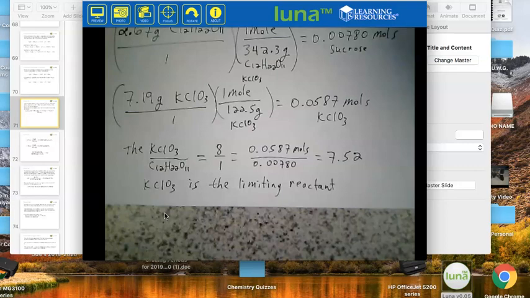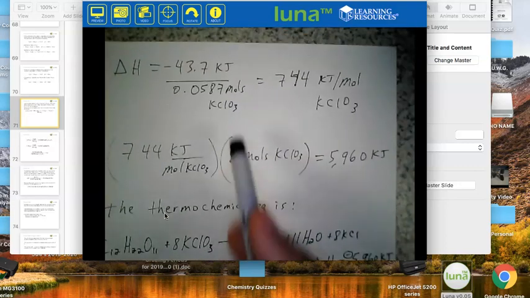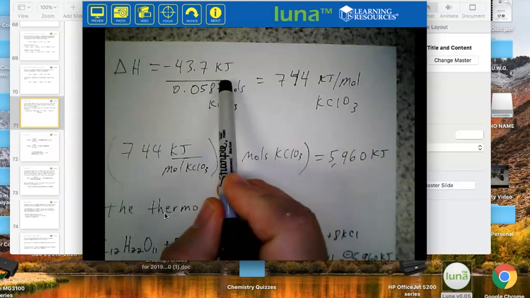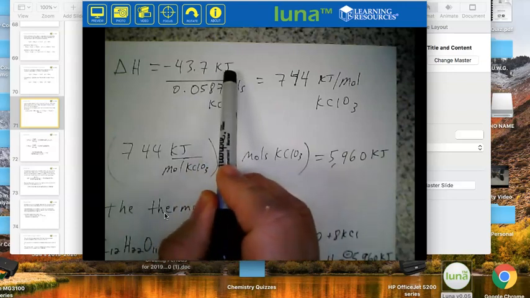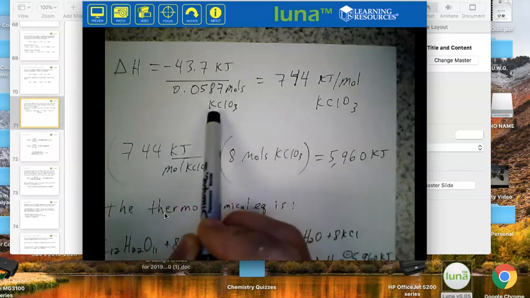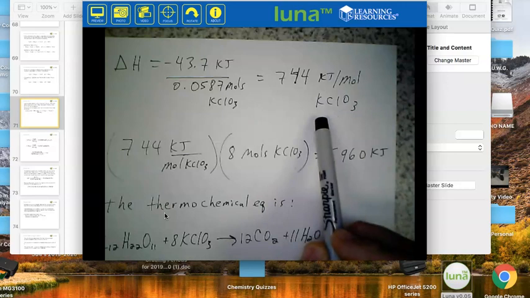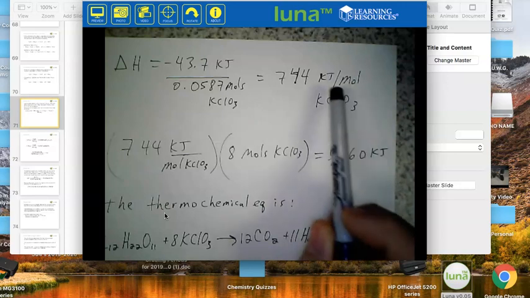So what I'm going to do is, since I know that my initial enthalpy for that reaction yielded negative 43.7 kilojoules, and that's per 0.0587 moles of potassium chlorate, when I do the math, I get 744 kilojoules per mole. So that's for every 1 mole of potassium chlorate.